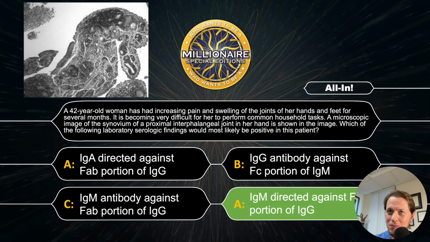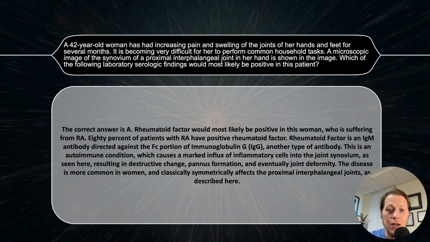The IgM. Your body makes an IgM directed against the Fc portion of IgG. So your body makes a rheumatoid factor, which is an antibody complex, where your own antibody attacks another piece of another antibody. It's a really tricky one. So there you have it. That was a very tricky one.